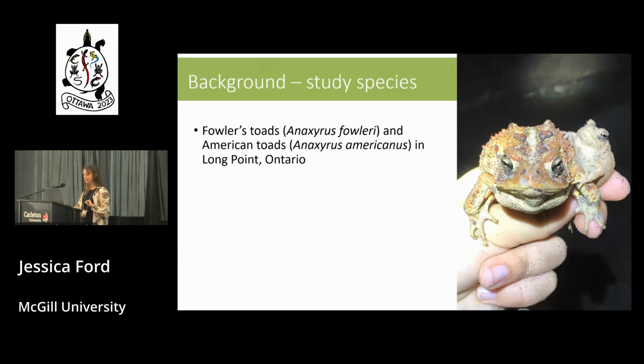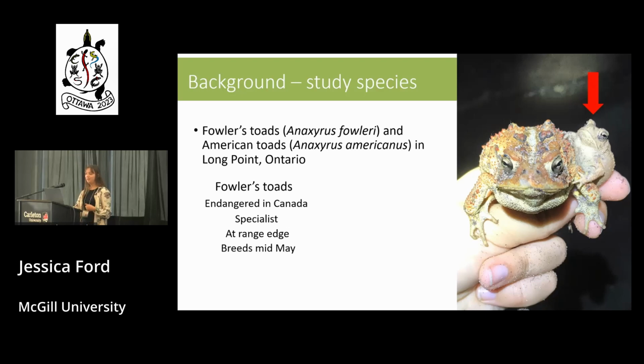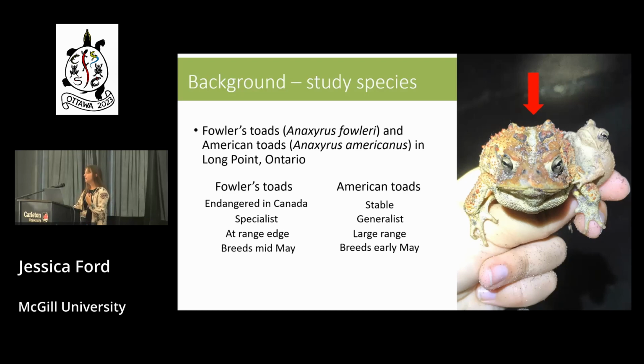So sometimes your breeding choruses get mixed together. Fowler's toads, our beloved Fowler's toads, are endangered in Canada. They are sand dune specialists that are at their range edge up here, and they breed in mid-May. American toads are stable generalist species with a large range, and they breed in early May. So we thought they would have a bit of a competitive advantage over the Fowler's toads.